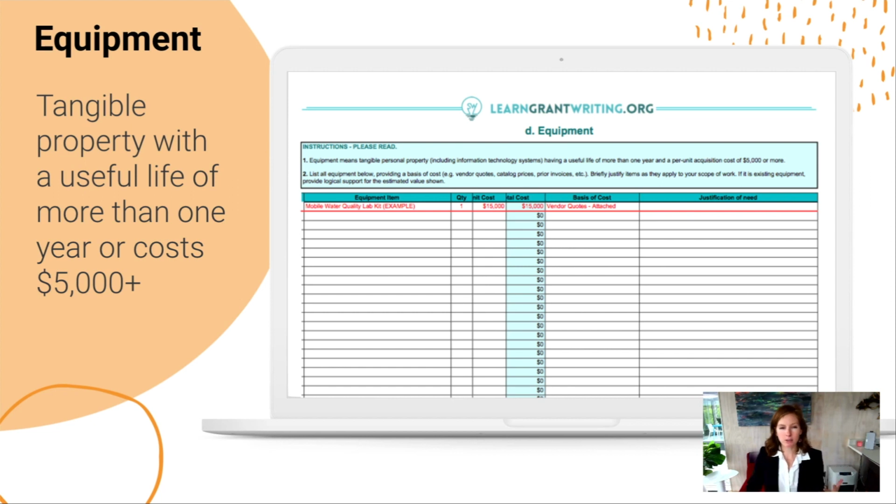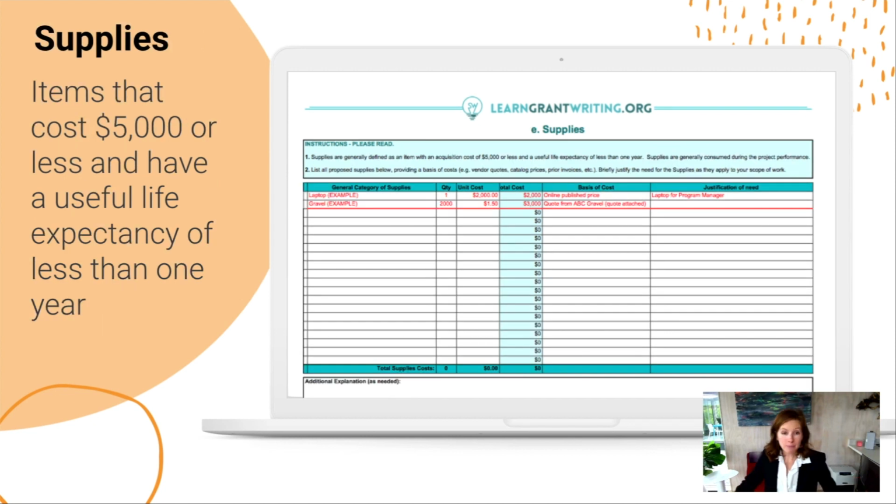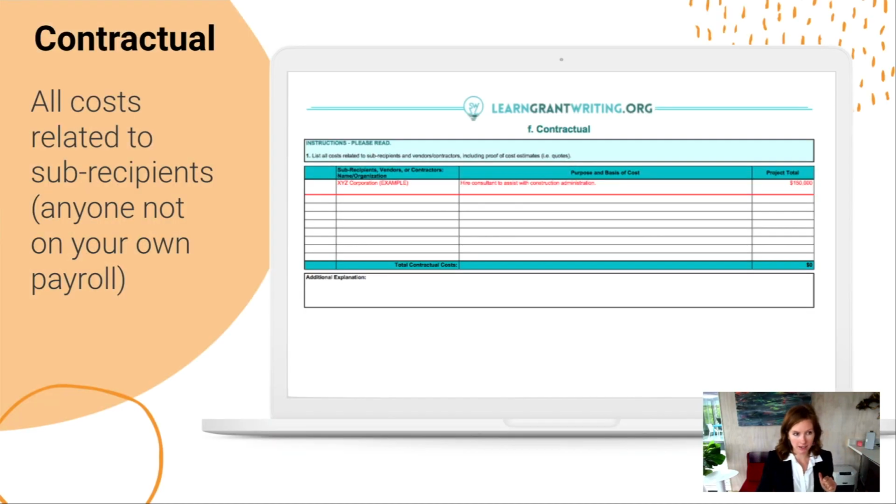But generally just think about it: is this going to last me longer than supplies, which would be printing paper, something you're going to truly consume during the life of the project? So supplies, again, would be something that costs less than $5,000 or has a useful life expectancy of less than 1 year. So that's how you distinguish between equipment and supplies.